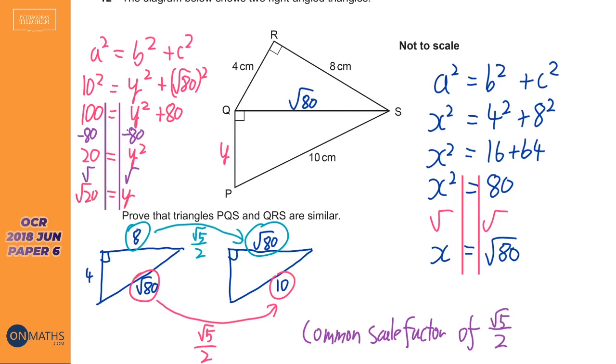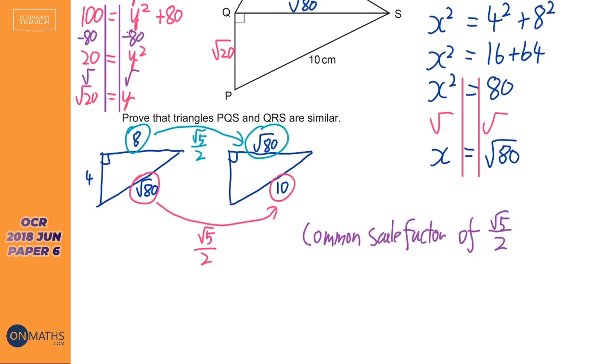Okay, so that last one is root 20, so let's get rid of the y. And we know that that is root 20. And so we've got root 20 here. And so we just need to show that it's the same ratio. And so we do root 20 divided by 4. And yet again we get root 5 over 2.